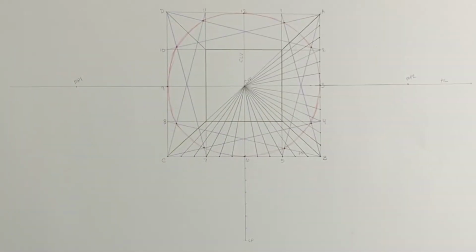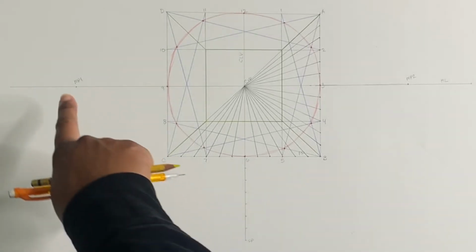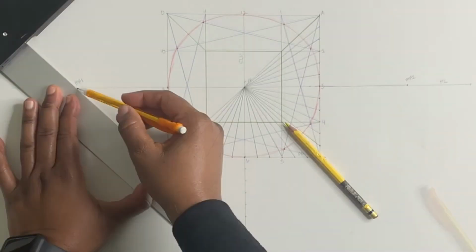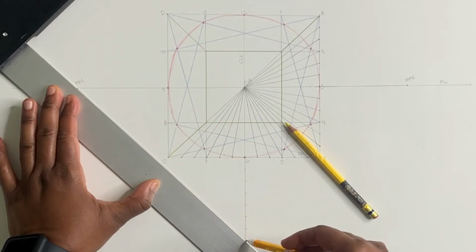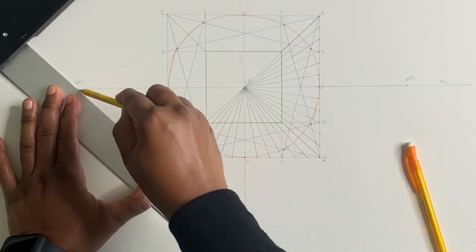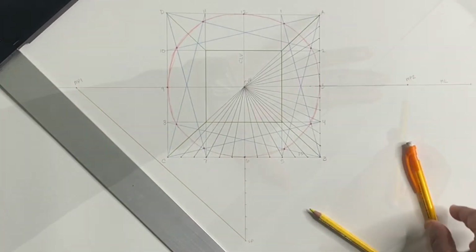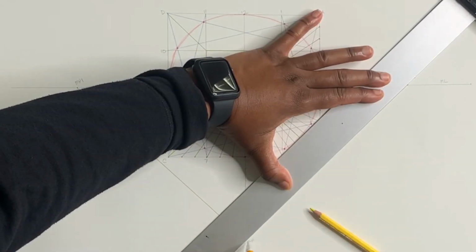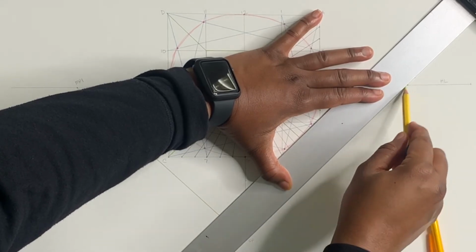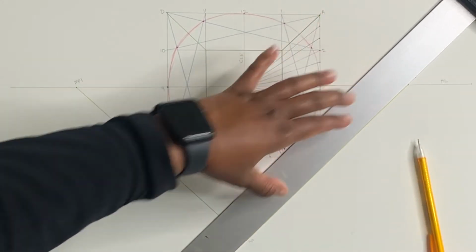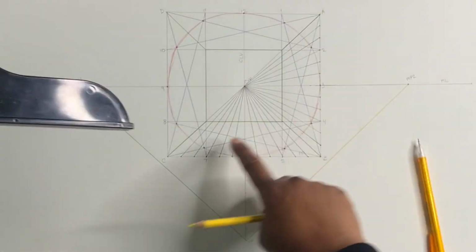For step 18, we'll use a combination of graphite and yellow cool erase pencil. You're going to connect the MP1 to the station point, the station point to MP2, and MP2 to C.